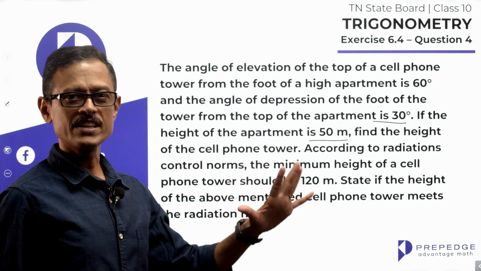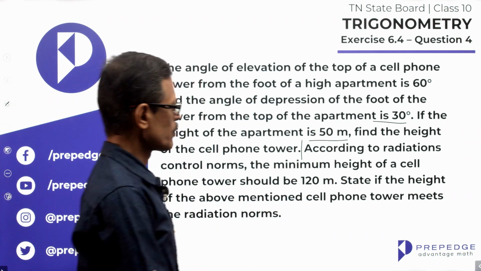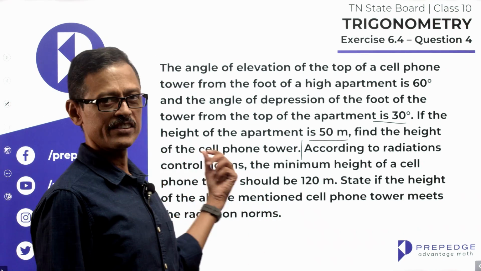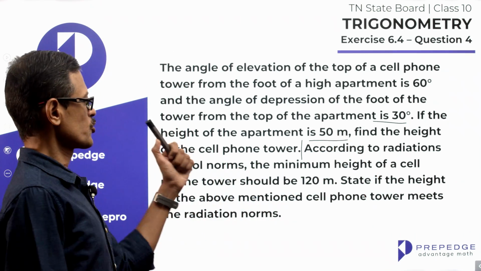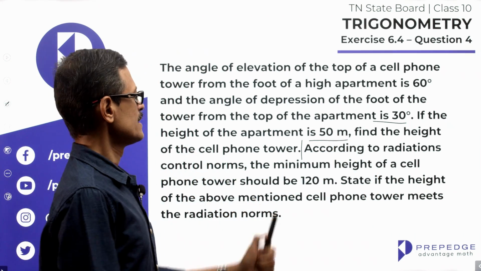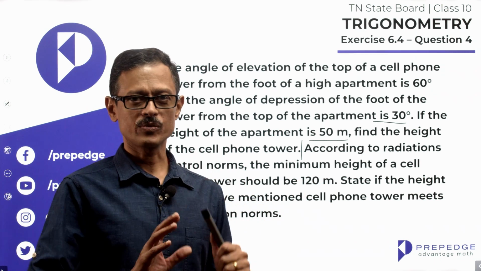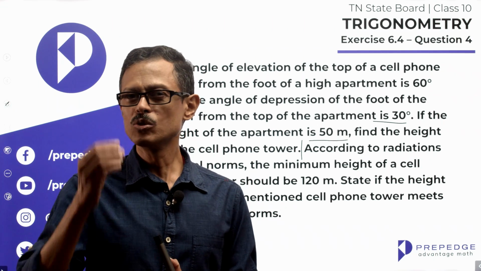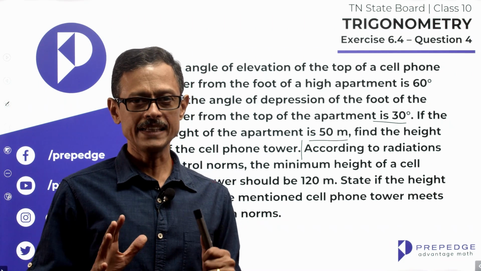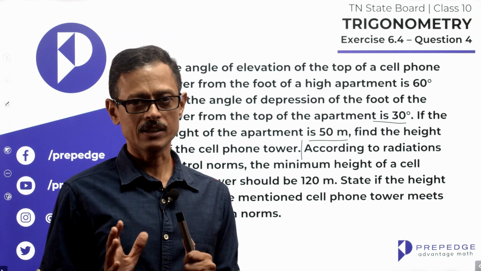Right. கொஞ்சம் ஈஸியான question comparatively. என்ன கண்டுபிடிக்கணும் அதுக்கப்புறம்னா இங்கே ஏதோ நார்ம்ஸ்லாம் கொடுத்துருக்காங்க. According to the radiation control norms, the minimum height of a cell phone tower should be 120 meters. State if the height of the above mentioned cell phone tower meets the radiation norms. 120 அதை விட அதிகமாகவோ இருந்தால் it meets the norms. 120 விட கம்மியாக இருந்தால் it's not meeting the norms. So, என்ன பண்ண போகிறோம் first step, we are going to find out the height of this cell phone tower.